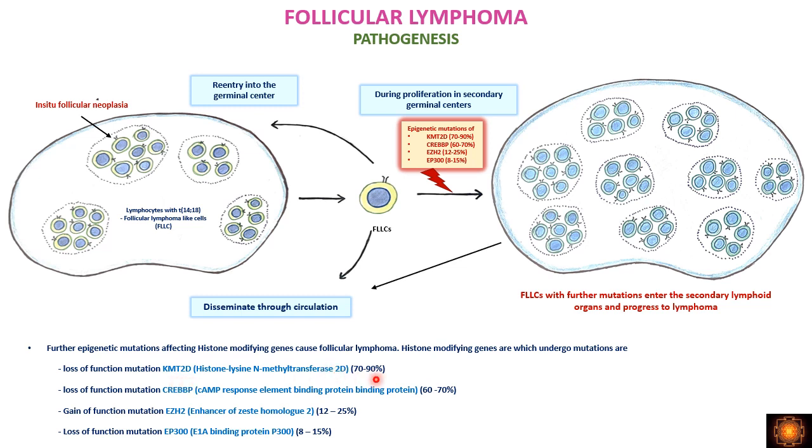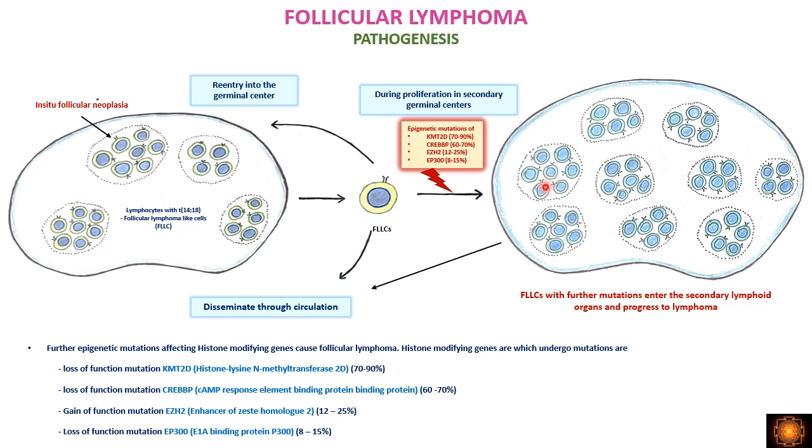This we see in 70 to 90% of the cases, or there can be loss of function mutation of CREBBP gene. This we see in 60 to 70% of the cases, or there can be gain of function mutation of EZH2 gene, which we see in 12 to 25% of the cases, or there can be loss of function mutation of EP300 gene, which we see in 8 to 15% of the cases. So it need not be that all these mutations should be present, but one of the mutations along with BCL2 translocation can transform these follicular lymphoma-like cells into the cells which can give rise to the follicular lymphomas.